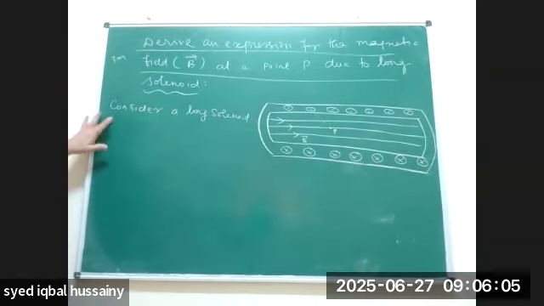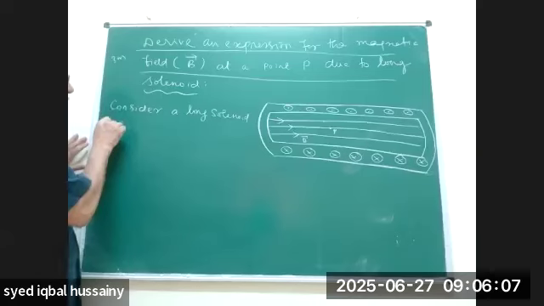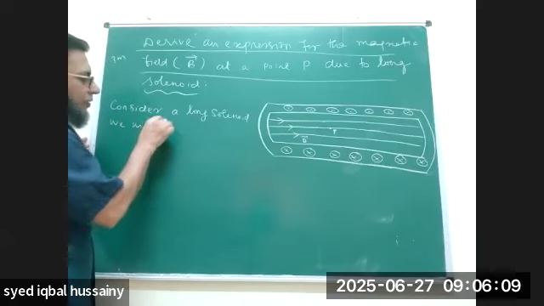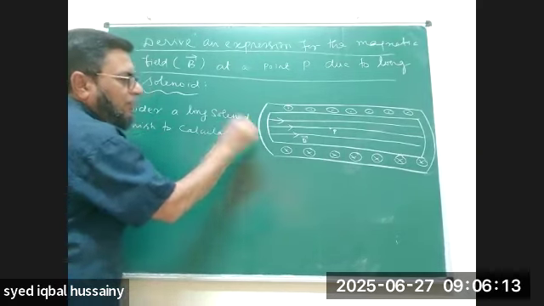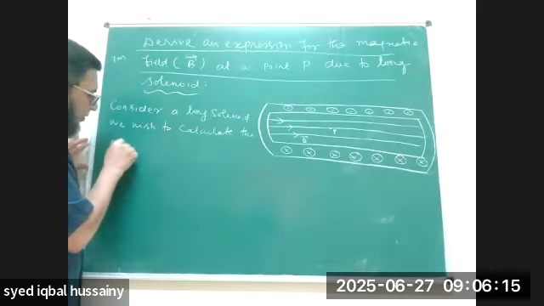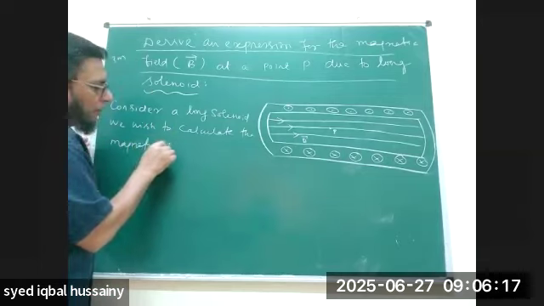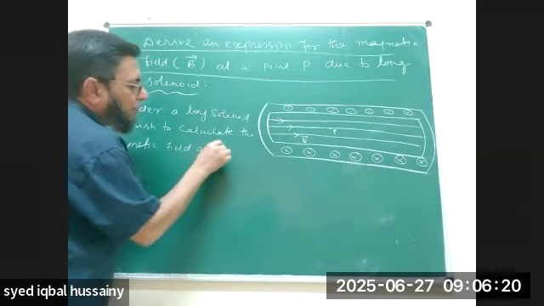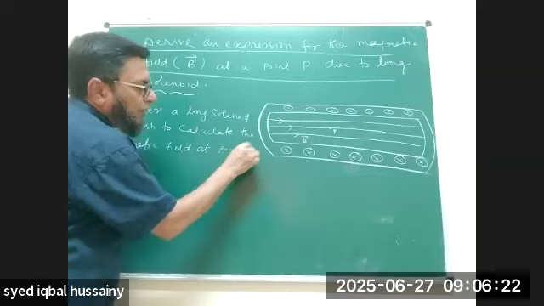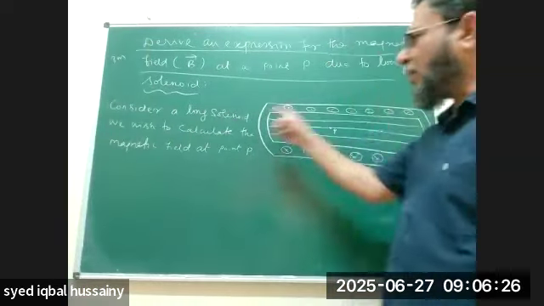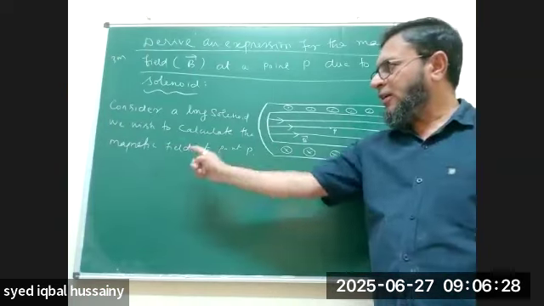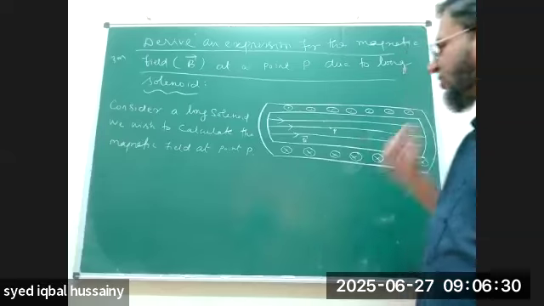Consider a long solenoid. We wish to calculate the magnetic field at point P. Small introduction. Consider a long solenoid. We wish to calculate the magnetic field at the point P. That is the introduction.